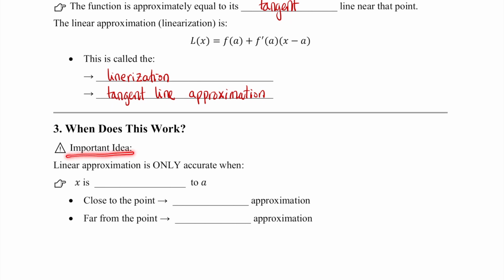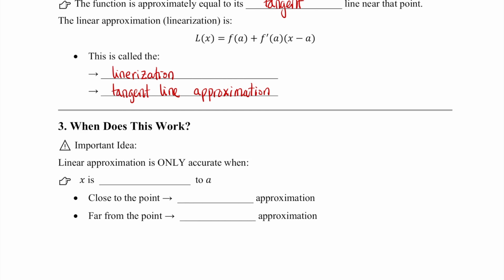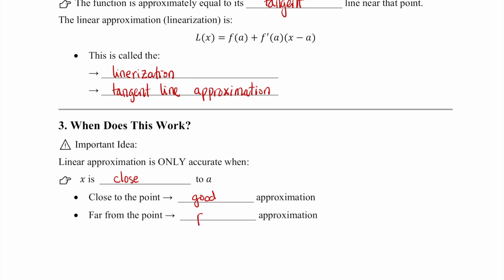Now, very important idea. Linear approximation is only accurate under certain conditions. It works well when x is close to a. So if we stay close to the point where we build the tangent line, our approximation will be good. If we are close to the point, we get a good approximation. If we are far from the point, we get a poor approximation. So always remember, this is a local tool, not something that works everywhere.